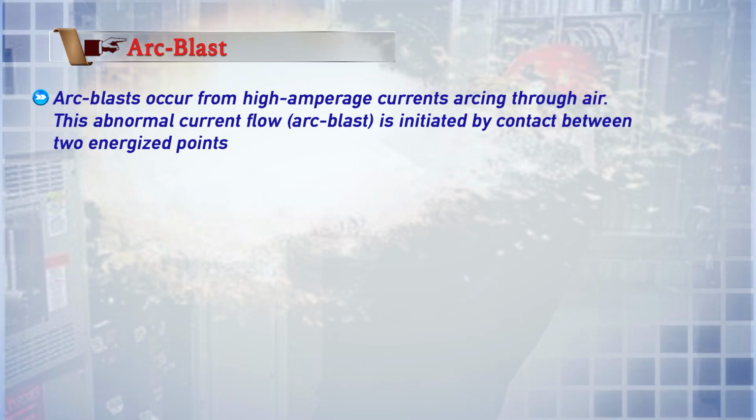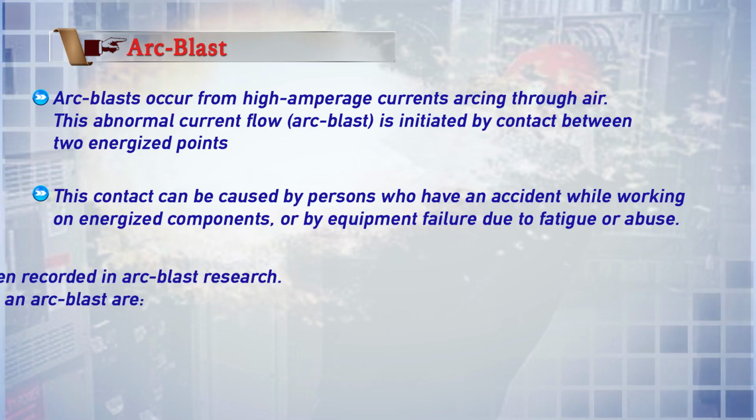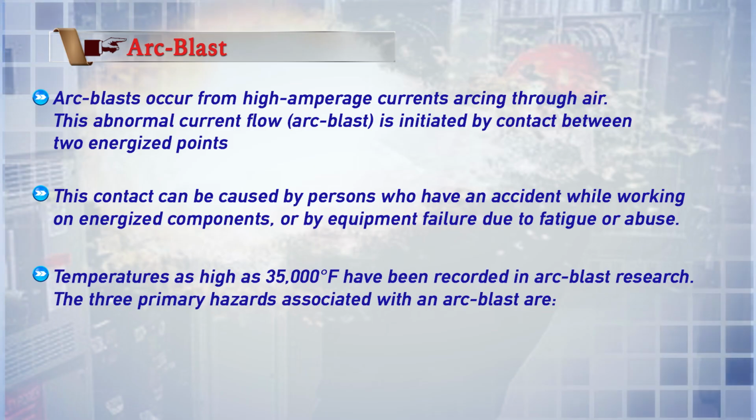Then arc blast. Arc blast occurs from high amperage current arcing through air. The abnormal current is initiated by contact between two energized points. This contact can be caused by a person who has an accident while working on an energized component, or by equipment failure due to fatigue or abuse. Temperatures as high as 35,000 degrees Fahrenheit have been recorded in arc blast research.